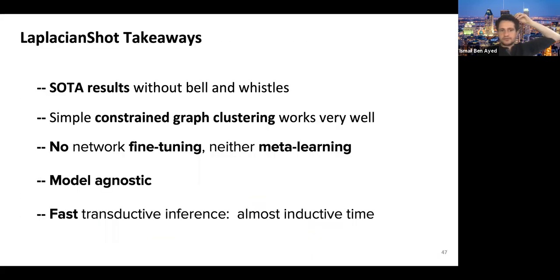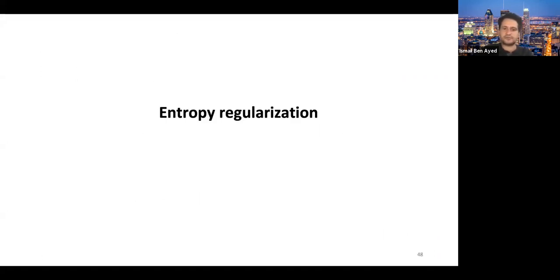All right. So, takeaways. I'm not going to read these lines, but pretty much constrained graph clustering. We were not even training or fine-tuning the network. It works very well. You can put it on any model, in fact, and it's quite fast. So I invite you, if you're interested, to take a look at the paper and maybe run it. I will give the links to the code later.